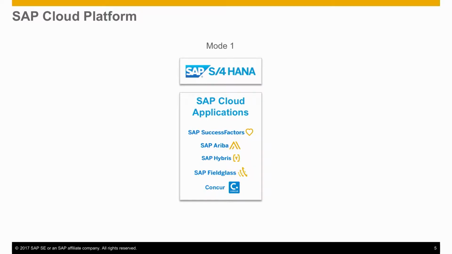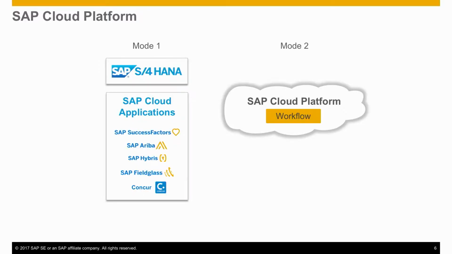SAP has always been strong in building standard software for Mode 1, whether it's classic S/4HANA or any of the applications SAP is offering natively in the cloud, like SuccessFactors for HR, Concur for travel management. For Mode 2, SAP now offers SAP Cloud Platform to develop, run, and operate extensions in the cloud.